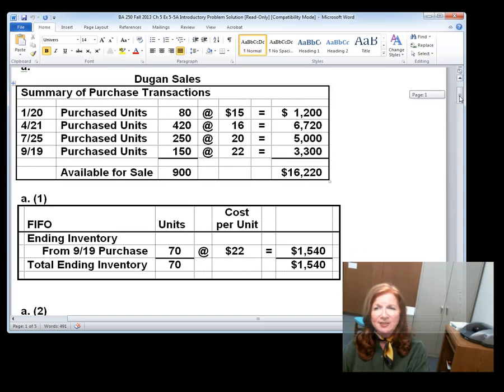I want you to see this Dugan Sales data table, and I want you to notice how we do this math and set up the year's worth of activities. Now, in the data table you do for Excel, you'll go ahead and expand it to have your sales included, because we're not taking this right now to the income statement, but you'll have to do that in your Excel problem.